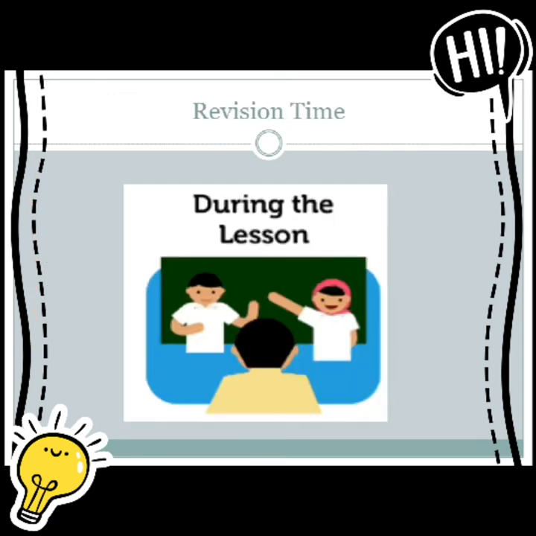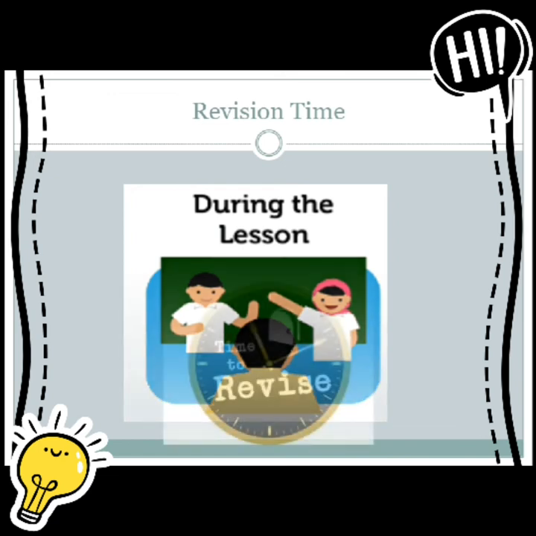Simulations. So, revision time: the keyword for formative evaluation is during the lesson. Whenever any question is asked, or any scenario is given, understand whether it is during the lesson, whether it is the end of the lesson or the beginning of the lesson. If it's during the lesson, the answer would be formative evaluation.